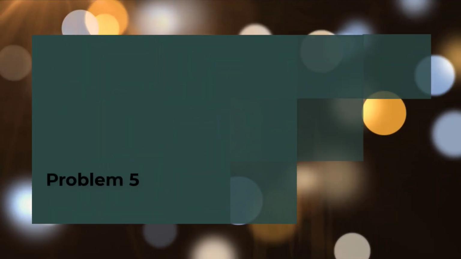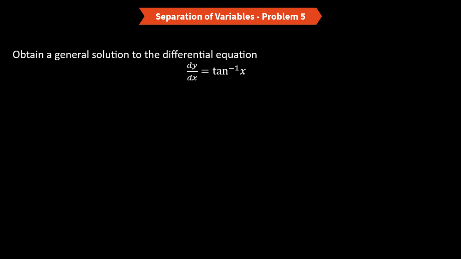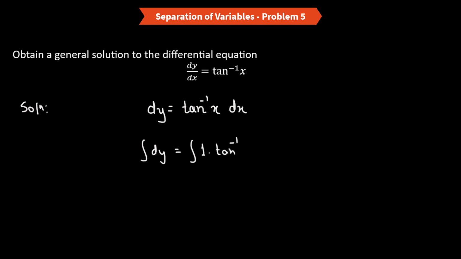Problem number 5. So here we have the differential equation, derivative of y with respect to x is equal to tangent inverse of x. Separating the differentials gives us dy is equal to tangent inverse of x times dx. Now we're going to integrate both sides, so we have integral dy is equal to integration of tangent inverse of x dx. Now here we're going to consider tangent inverse of x as the first function and 1 as the second function.